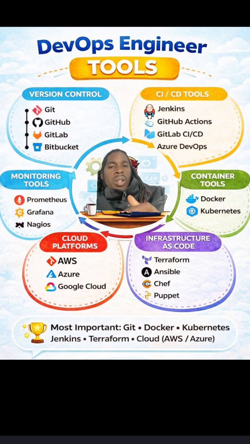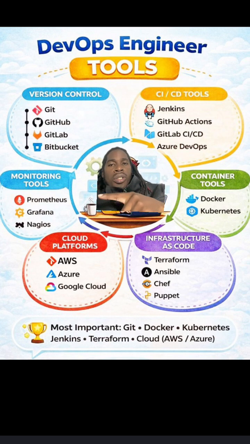So then you have your cloud platform. If you know infrastructure as code, you can actually work agnostically in any of these, which is AWS, Azure, and Google Cloud. These three are a must. If you get good at these, you can work anywhere.